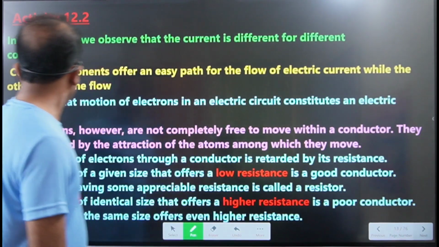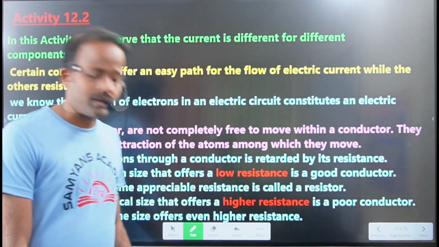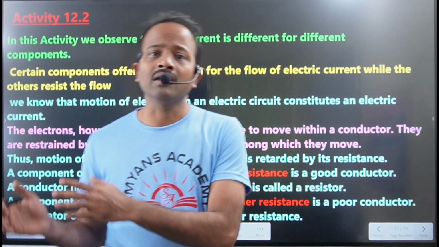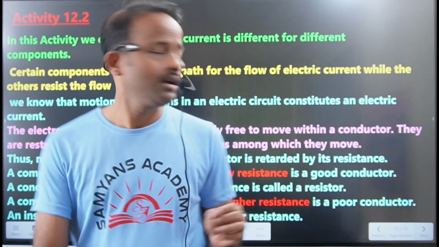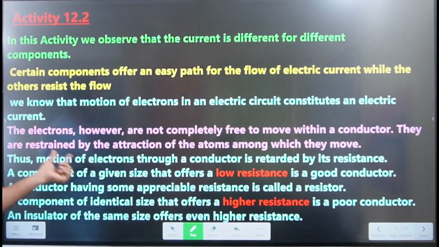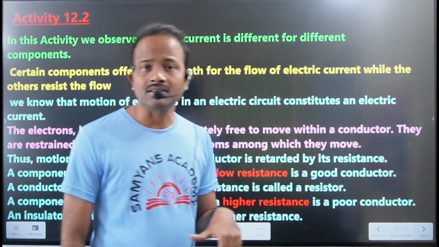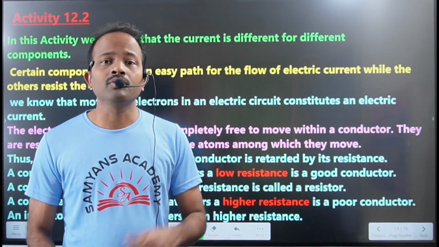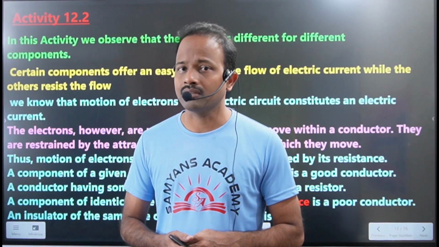Okay, and the electrons however are not completely free to move within a conductor. అంటే ఎలక్ట్రాన్స్ కండక్టర్ లో అంత ఈజీగా మూవ్ అవ్వలేవు. అవి మూవ్ అయ్యేటప్పుడు ఏమవుతుంది, అవి రెసిస్ట్ చేయబడతాయి. ఎందుకు రెసిస్ట్ చేయబడతాయి అంటే ఎలక్ట్రాన్స్ ఫ్లో అయ్యే డైరెక్షన్‌కి మెటల్ అయాన్స్ ఆపోజిట్ డైరెక్షన్లో ఫ్లో అవుతాయి. మెటల్ అయాన్స్ అంటే పాజిటివ్ చార్జ్ అయాన్స్, we call them metal ions, right?